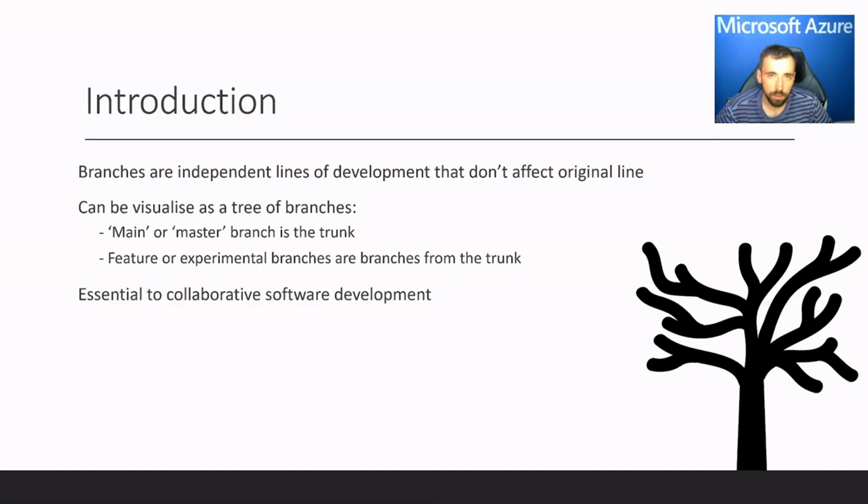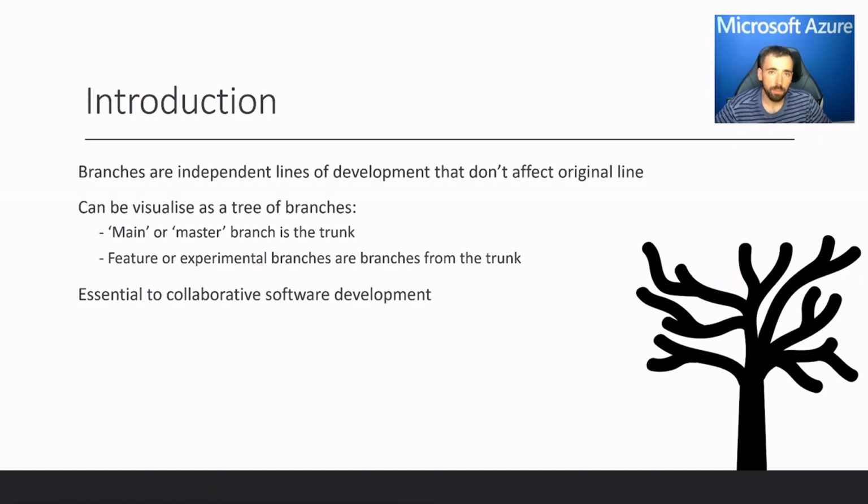So I'm going to start by giving an introduction into branches. Branches are independent lines of development that don't affect the original line. Every Git repository has typically a main or a master branch. And if we visualize this as a tree, the main or master branch is the trunk of the tree. And this is where our production-ready, deployable, tested code is stored.